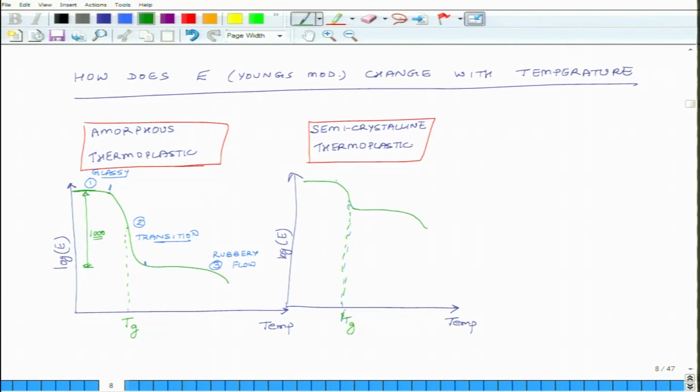This is region 1, this is region 2, and this is region 3. So, in this case typically the modulus may fall by an order of magnitude, maybe by a factor of 10.